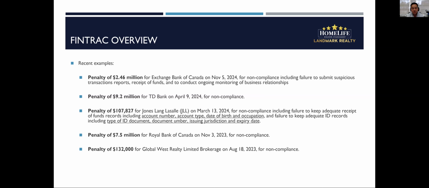Another good example here is Jones Lang LaSalle, JLL. They're more active in the commercial real estate space, but you can see even JLL got a penalty of over $100,000 in March of last year for non-compliance, and that included not keeping receipt of funds records. So that includes account number, account type, birth date, and occupation, and also not keeping adequate ID records. So, the type of ID document, the document number, the issuing jurisdiction and the expiry date.